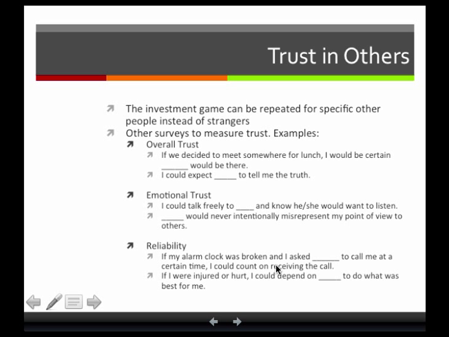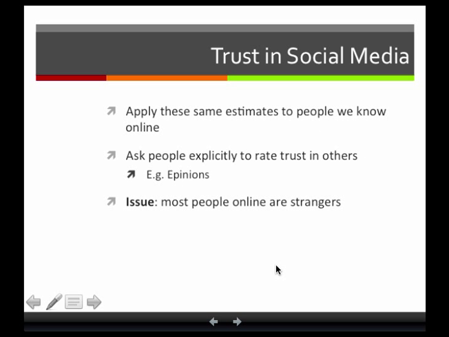The next question then is, how do we take these measurements and apply them in social media? So we want to find a way to do this with people we know online. Some ways to do that are to ask people to explicitly rate how much they trust one another. And there are websites like ePinions that do this. You can make a social network of friends, kind of like you do on Facebook, and then for each one of those friends you can rate how much you trust them. This is really useful, and there's a ton of research, including some of mine, that works with these numbers.